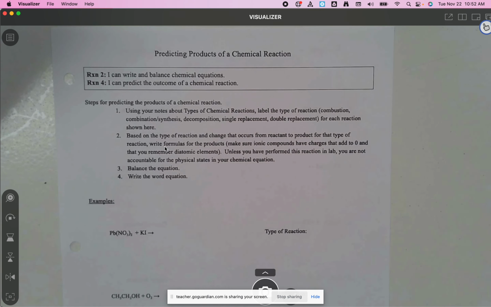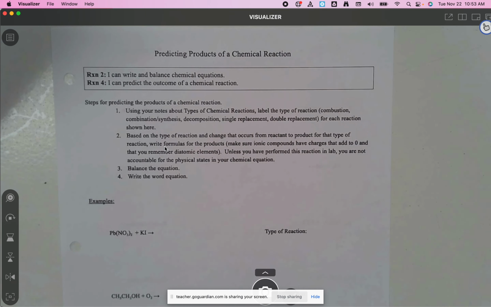When you need to predict the products for a chemical reaction, step one is to look at where you start and decide what type of chemical reaction you have. Is it combustion, combination synthesis, decomposition, single replacement, or double replacement? And that's where your notes are going to help you. Knowing what kind is going to give you a general pattern to follow when you do this. Then, based upon the type of reaction and the pattern of reactant becoming product, you're going to write the formulas for the products.